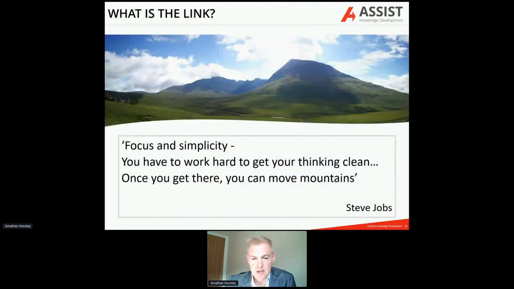And so I thought I'd almost end with a quote from him. He said that this has been one of his mantras, and he says that the focus and simplicity, you have to work hard. You've got to work hard to get your thinking clean, but once you get there, you can move mountains. And that's really apt, I think, for today's presentation and in the exploration of thinking approaches.